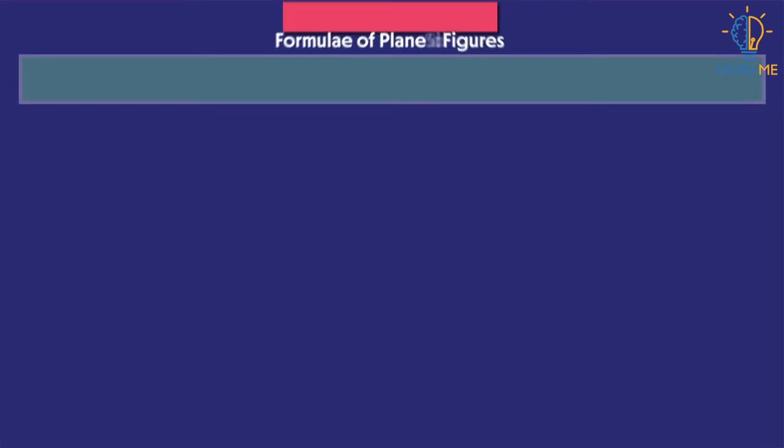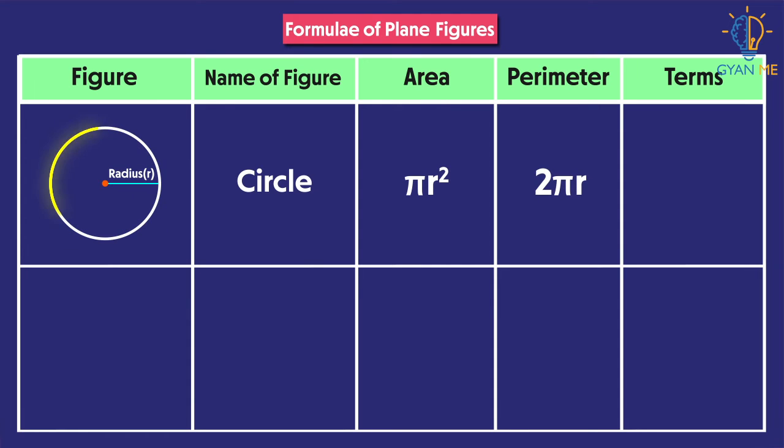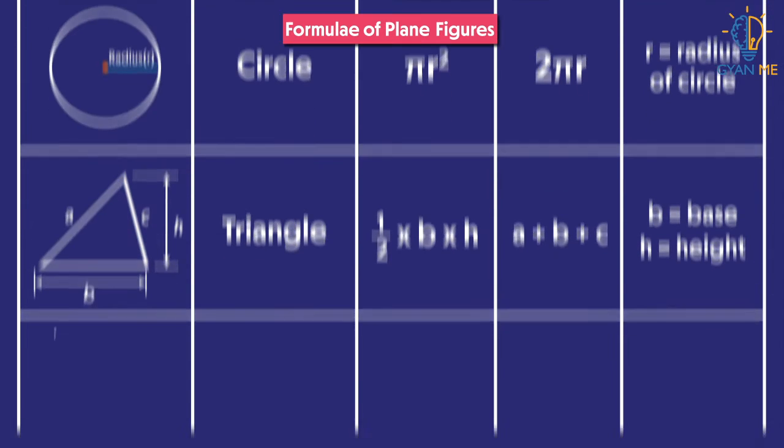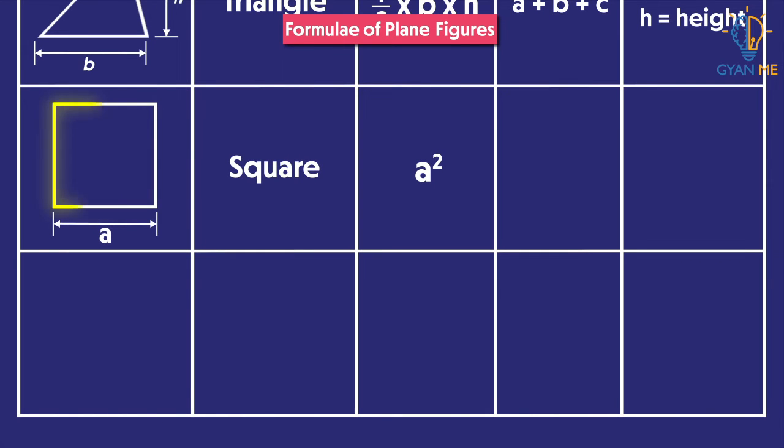First, let us see some formulas of two-dimensional figures, that is plane figures. First, let's take circle. The area of circle is pi r square and perimeter is 2 pi r, where r is radius of the circle. Next is triangle. Area of triangle is equal to half into base into height and perimeter is equal to a plus b plus c, where b is equal to base and h is equal to height. Square. Area of square is equal to a square and perimeter is 4 into a, where a is equal to length of side.